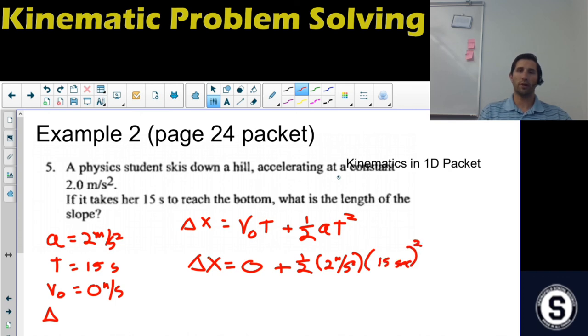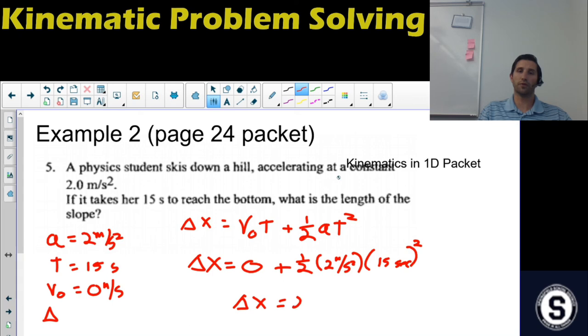So we can use our calculator to do all of this. So I have a half times 2 times 15 squared. Well, we could do this. Half of 2 is 1. And 15 times 15, that's 15 squared, is 225. So 225 times 1 gives me 225 meters.